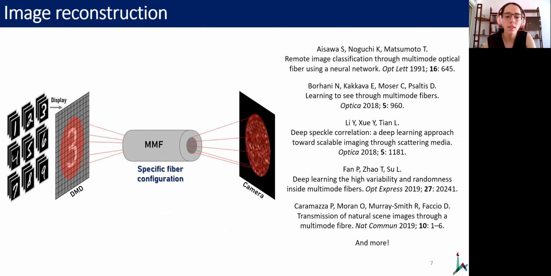Typically, images such as handwritten digits are displayed on a DMD, from which they are projected on the input facet of the fiber. The intensity of the speckle is recorded at the output, and then a trained neural network is used to reconstruct the input images.